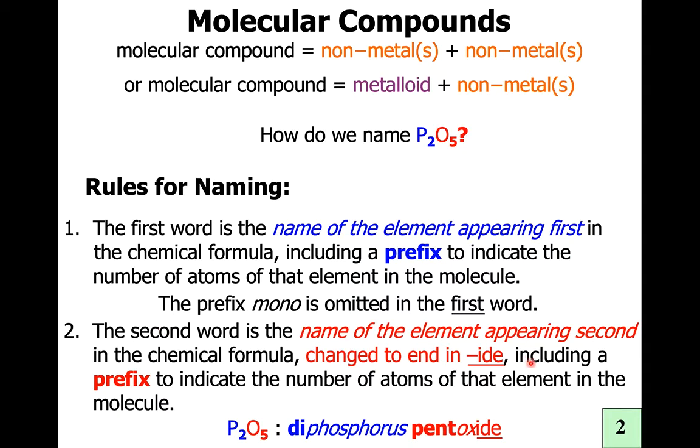The second word is the name of the element appearing second, with the ending changed to "ide." So oxygen becomes oxide. And we need to tell how many oxygens. So 5 of them. Pent means 5, ox from oxygen, and then ide because it's the second element. So overall, this is named diphosphorus pentoxide.